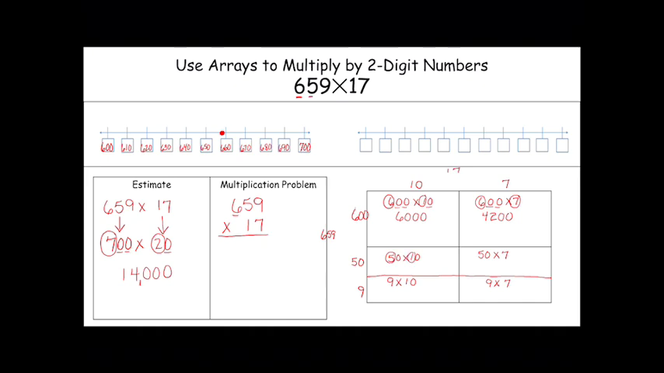5 times 1 is the basic fact. 5 times 1 is 5. 1, 2 in my factors. 1, 2 in my product. 5 times 7 is the basic fact, 35. 1 in my factor, 1 in my product. 9 times 10 is 90. And 9 times 7 is 63. I come over here, draw out my lines to keep it nice and neat.